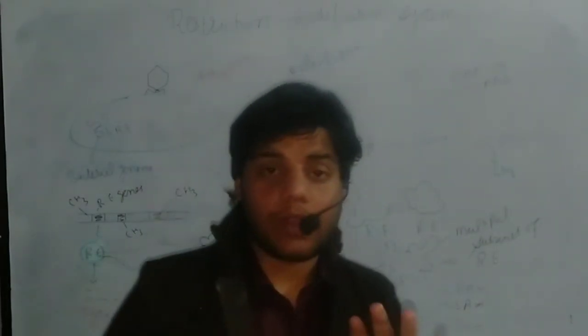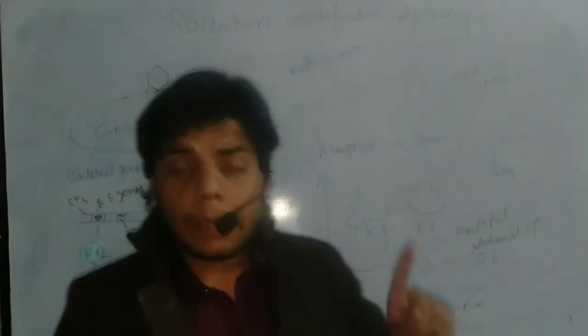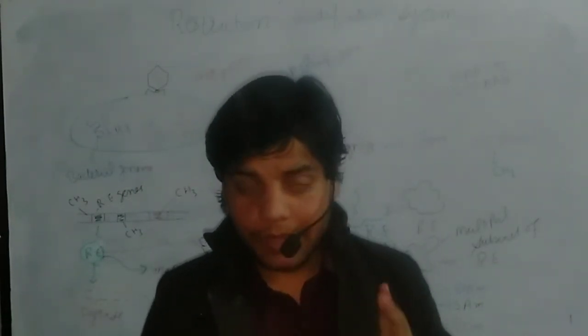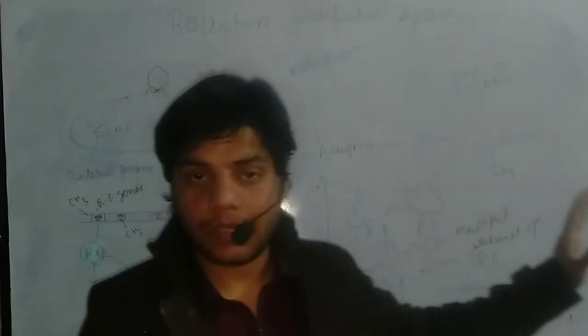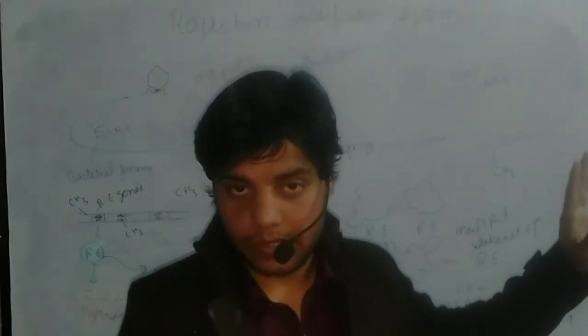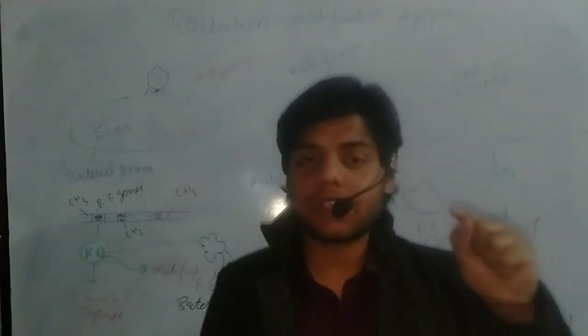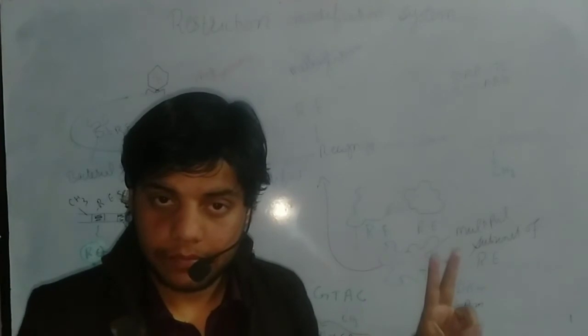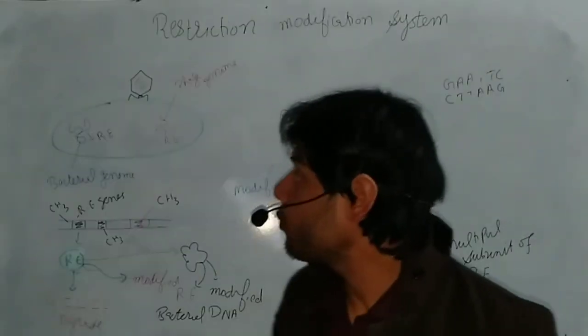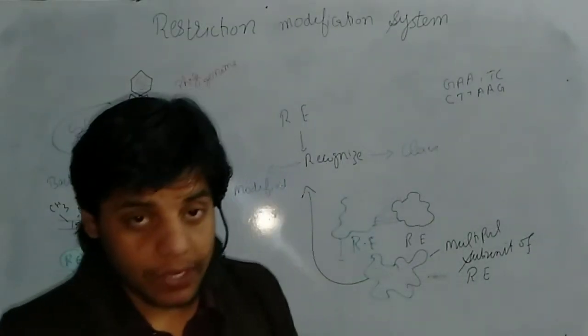So here we get just one idea about that. Methylase enzymes usually methylate one of the DNA sequences. And once they methylate the DNA sequence, then the restriction enzyme has no ability to cleave the DNA. Okay, I hope you guys get an idea about the restriction modification system.